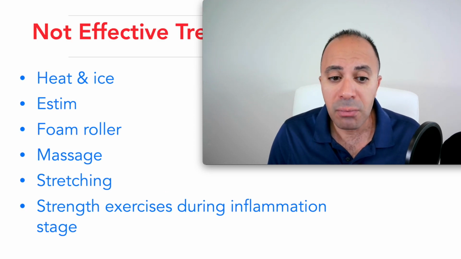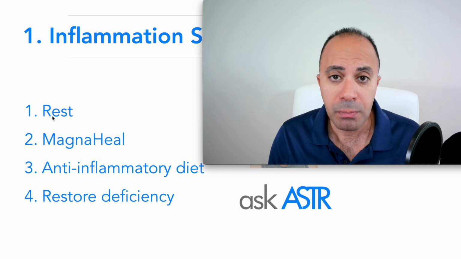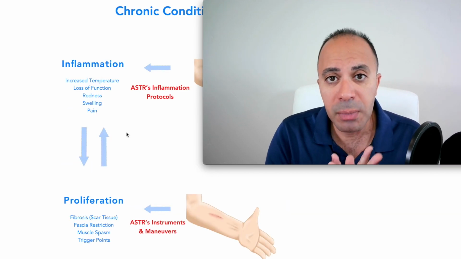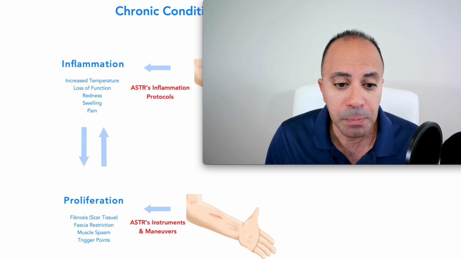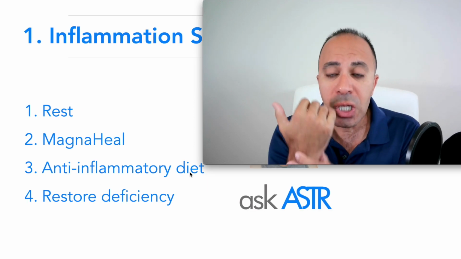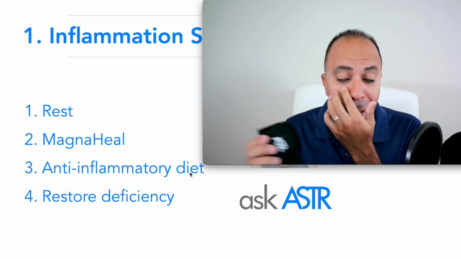But if the rest for 3 to 5 days has not improved the symptoms, that's a sign that you're actually going back and forth between inflammation and proliferation, like this image here. So the next thing I do, we need to decrease the inflammation internally. So that's what I use the MagnaHeal 2 for.